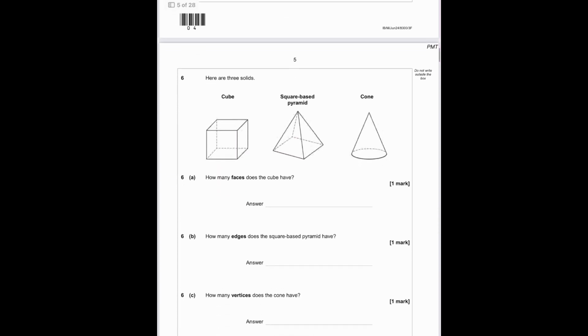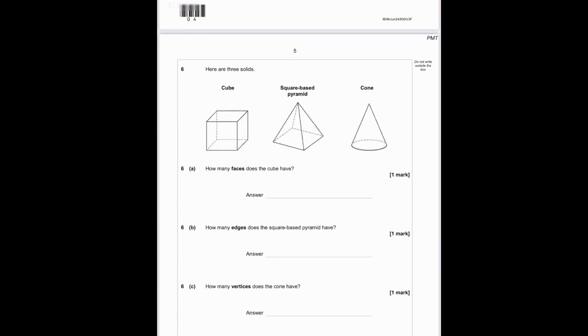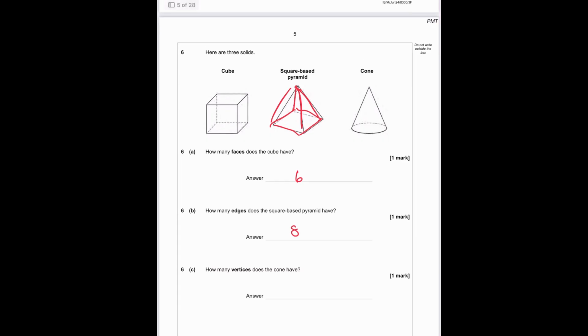Here are 3 solid shapes. How many faces does the cube have? It has 6. How many edges does the square base pyramid have? So that's 1, 2, 3, 4, 5, 6, 7, 8. And how many vertices does the cone have? Just 1.